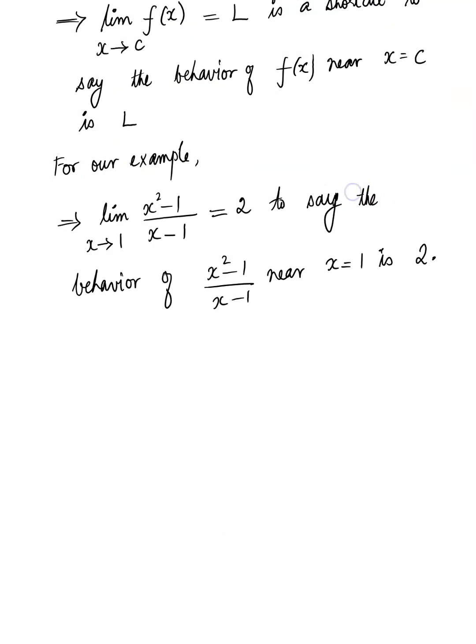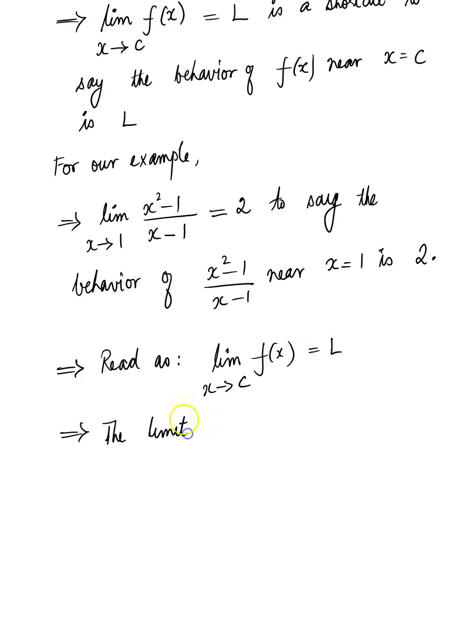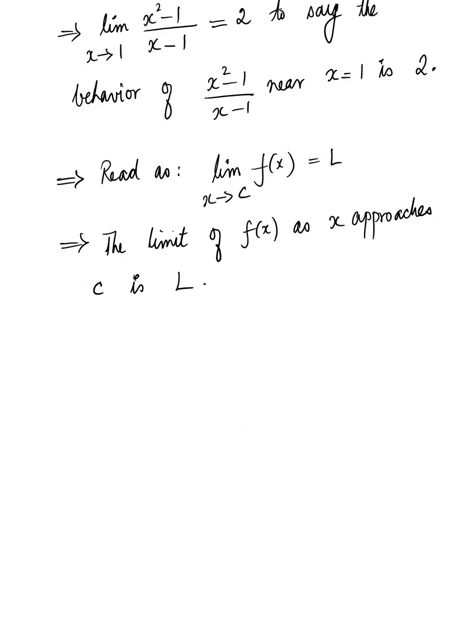So I'll write out how we read it. You're going to read the limit of f of x as x approaches c equals L as: the limit of f of x as x approaches c is L. This is how you're going to read it. It's a little lengthy to read, it's quicker to write, but that's how we have to explain it. Now we go to limit laws.